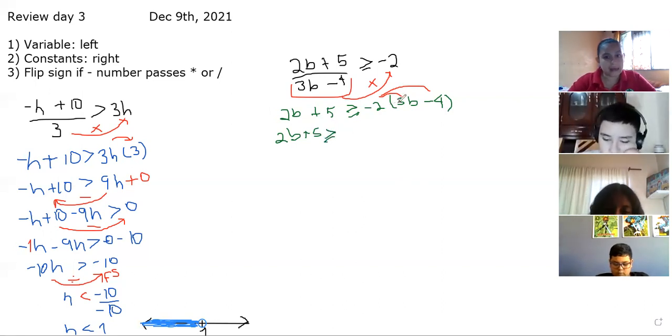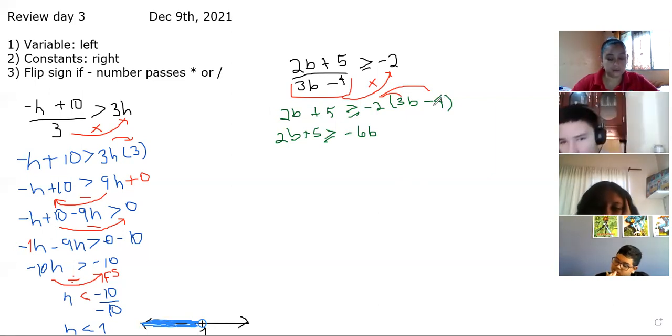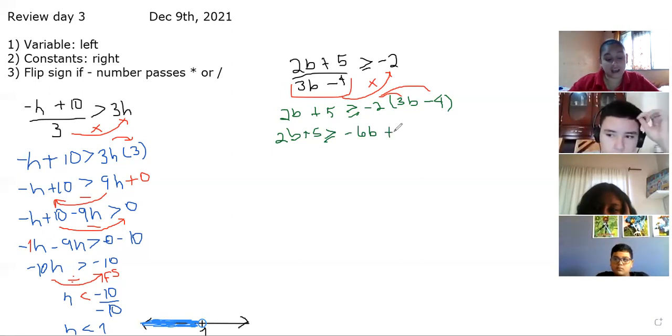And let's multiply. Negative 2 times 3b, negative 6b. Negative 2 times negative 4. Negative 8? Are you sure? Negative 2 times negative 4 is positive 8, because negative times negative is positive. Exactly.